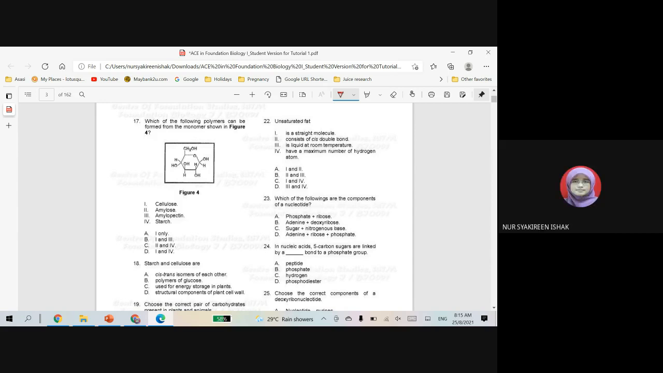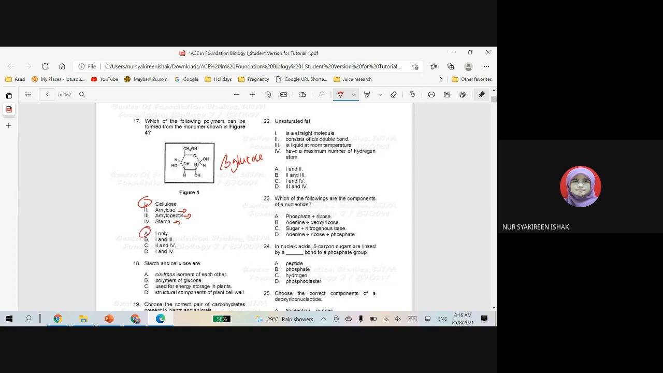Glucose. You have 2 types of glucose, right? Which is alpha and beta. So in the figure, which one is it? Is it alpha glucose or beta glucose? Beta. So beta glucose. Obviously the monomer for amylose is alpha glucose, amylopectin is alpha glucose, starch is also alpha glucose. So the answer will be only cellulose. So the answer is A.